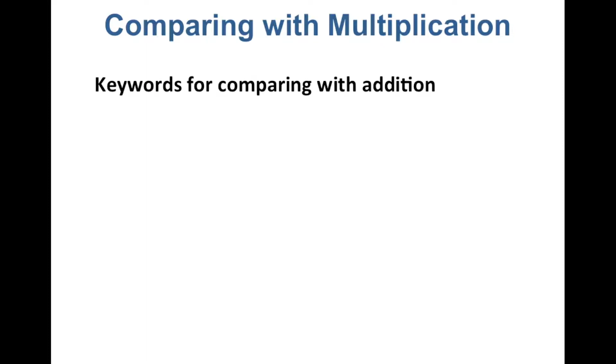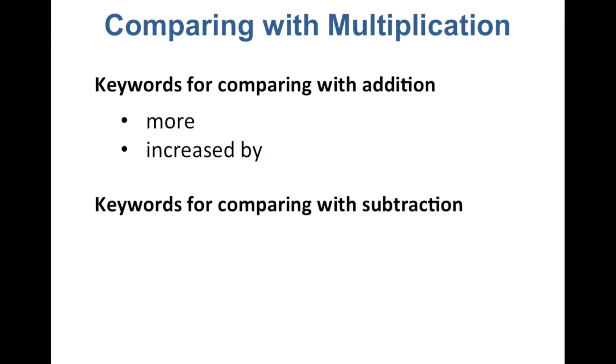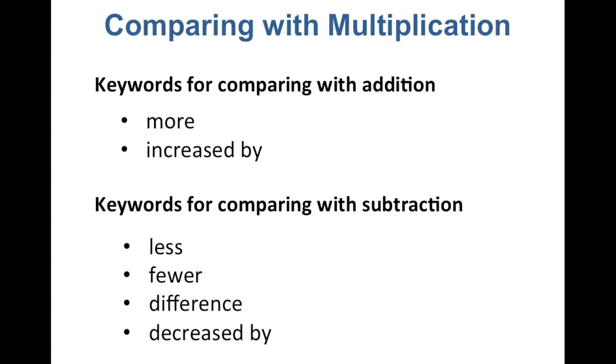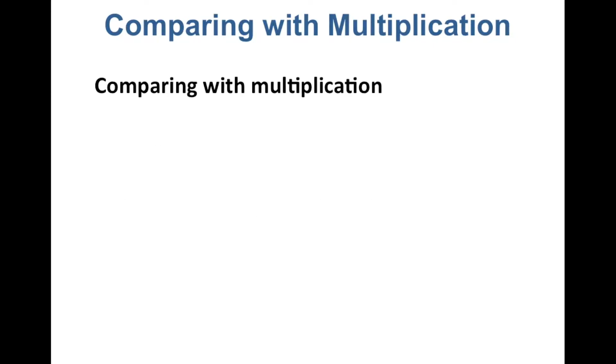The key words you would see in a word problem, if you were going to be comparing using addition, would be more or increased by, and there are other words, but these are the main ones. The words that you might see if you're comparing with subtraction in a word problem would be less, fewer, the difference, or decreased by. Now we can also compare numbers using multiplication.